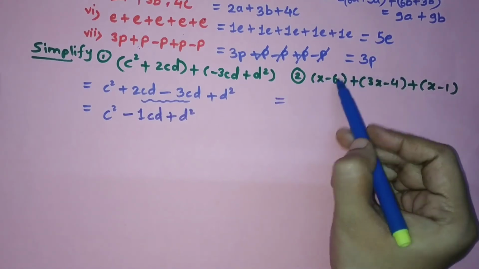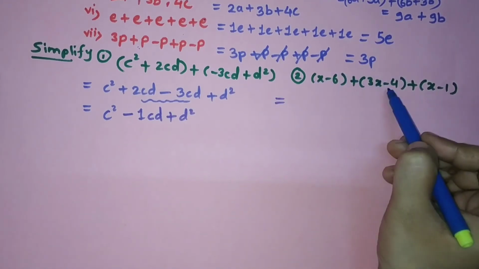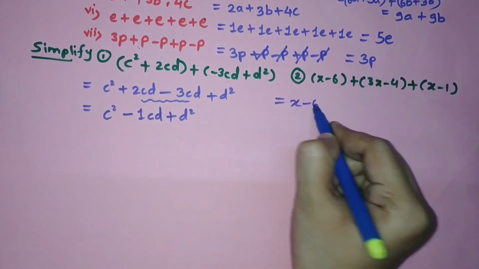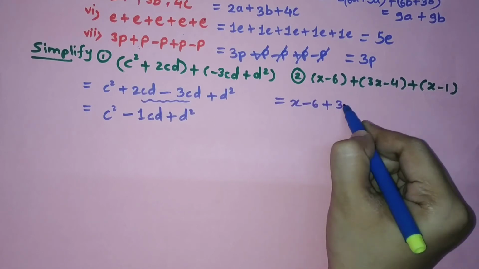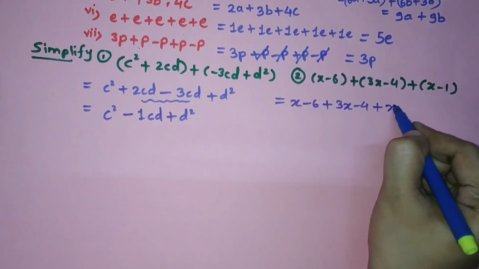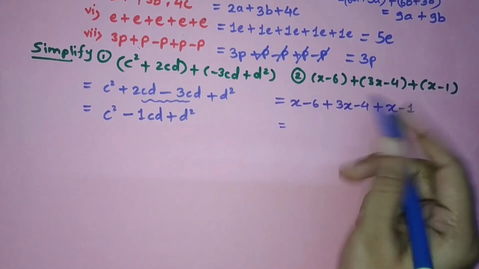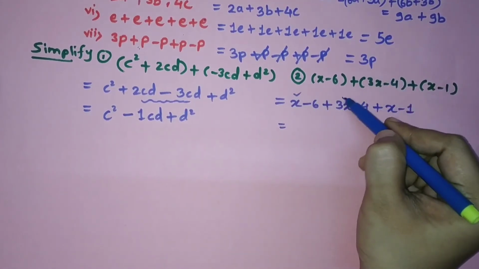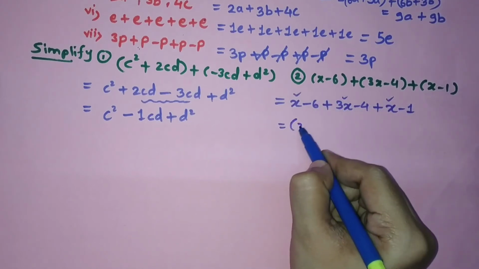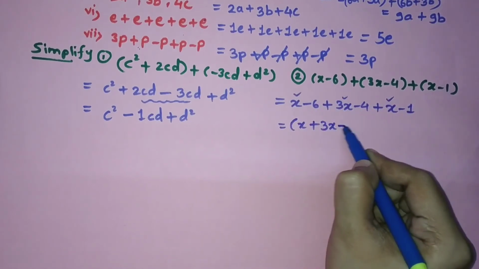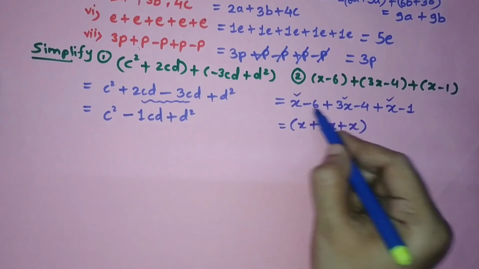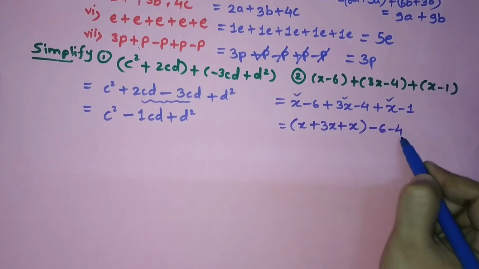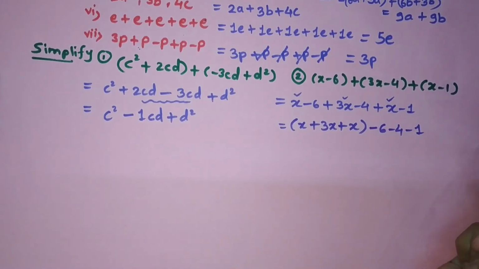Now in this problem you have x minus 6 plus 3x minus 4 plus x minus 1. So first of all we'll remove the bracket, x minus 6 plus 3x minus 4 plus x minus 1. Now here we will write all the like terms together. Here like terms are these x, x and x. So we'll write x plus 3x plus x. And we'll write these numbers here. Here it is minus 6, minus 4, and here it is minus 1.